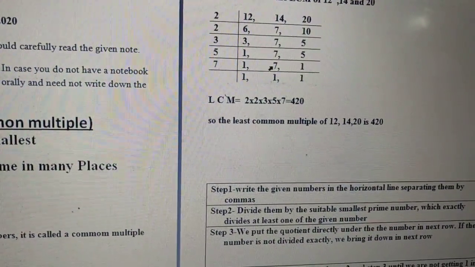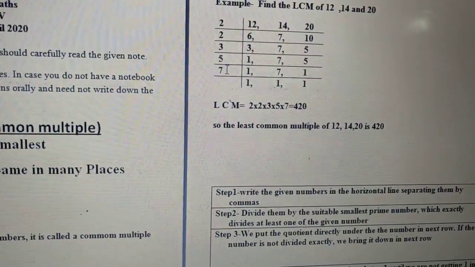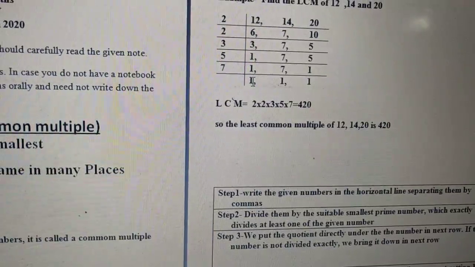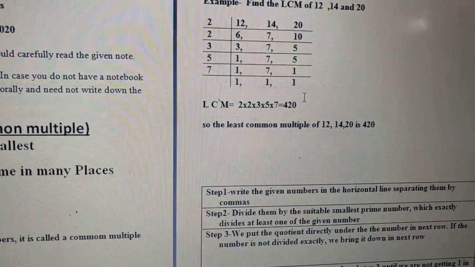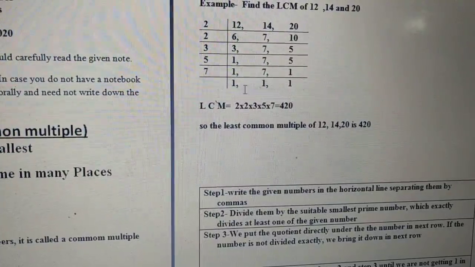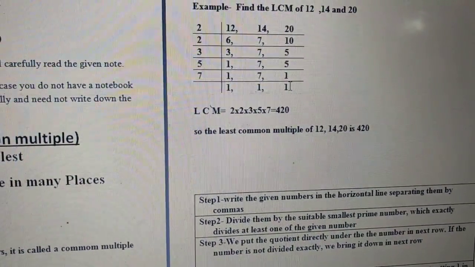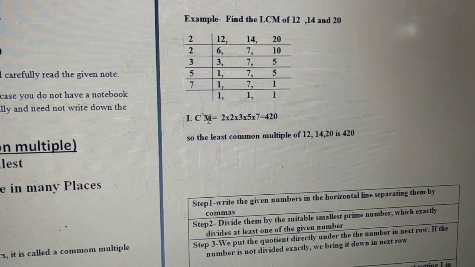Now we have 1, 7 and 1. After 5, the next prime number is 7. So we are dividing 7 by 7. In the last line we got 1, 1, 1. So we have to keep dividing until we get 1, 1, 1 in the last line. So the division is over. Now how to find out the LCM?